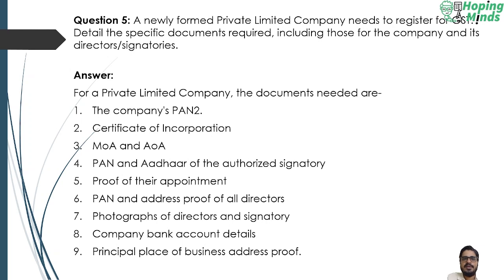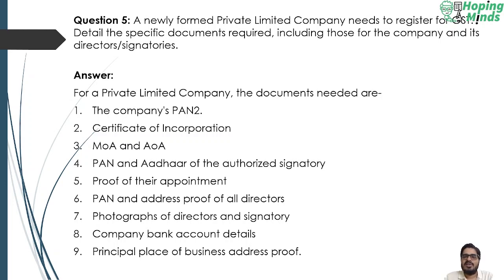So moving ahead, a newly formed private limited company needs to register for GST. Detail the specific documents required, including those for the company and its director or signatories. So a private limited company is a separate legal entity in the eyes of law. It has separate PAN and incorporation documents, which is CIN, that is corporate identification number. Also, the director's PANs are different from the company's PAN.